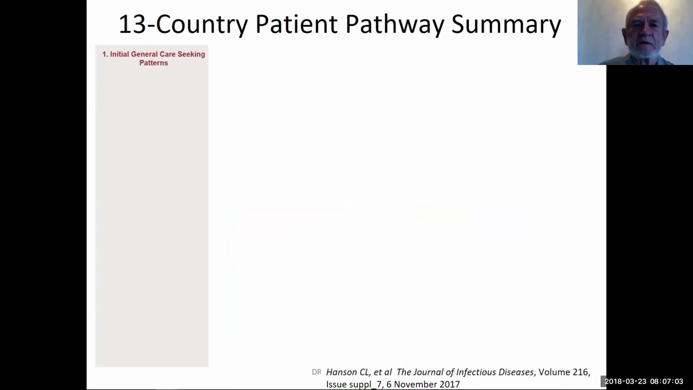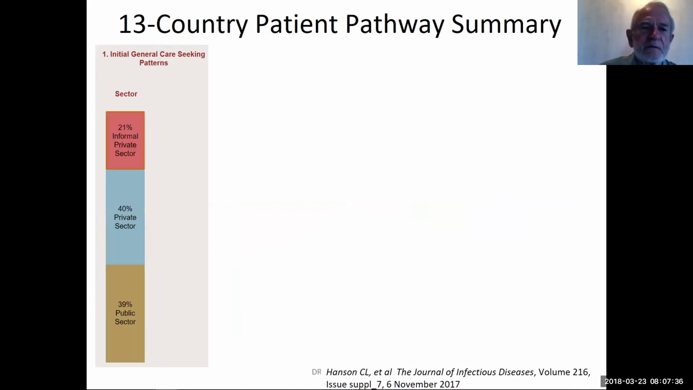This is a more complicated analysis called the country pathway analysis. It's a series of studies led by Christy Hansen, who now is at the Gates Foundation, and is published in a supplement to the Journal of Infectious Diseases in November. What she did initially was look at care-seeking patterns of patients, just in general, not TB patients, where do patients go for care in these 13 countries.